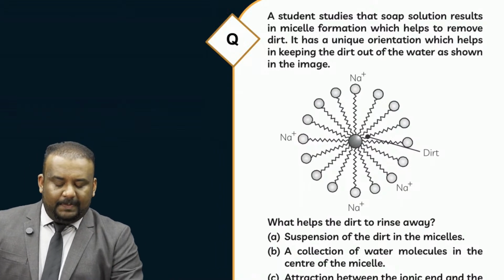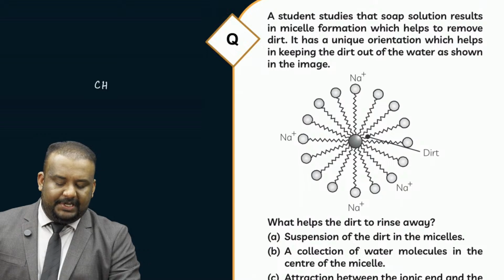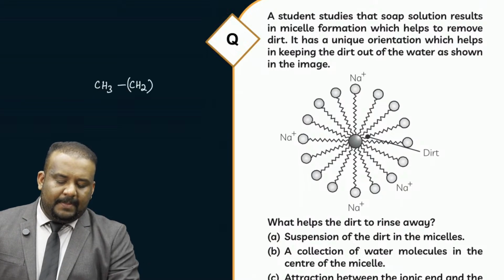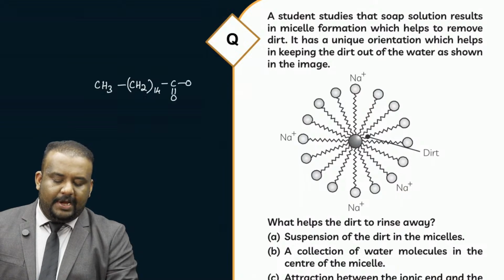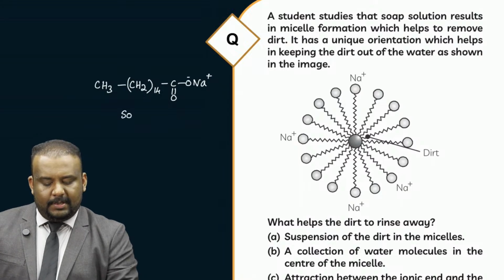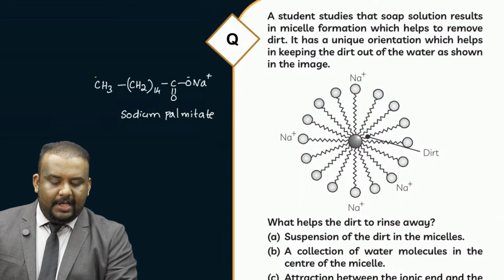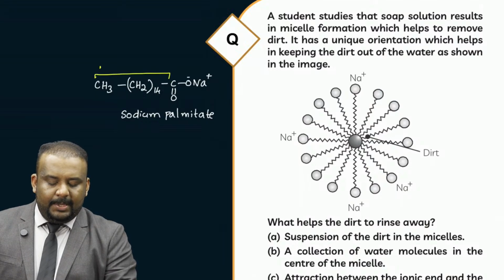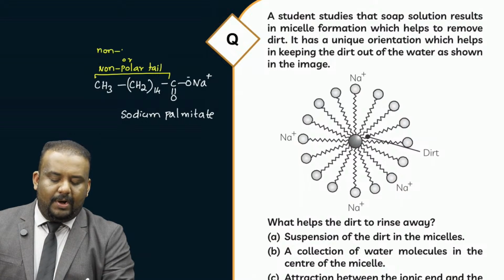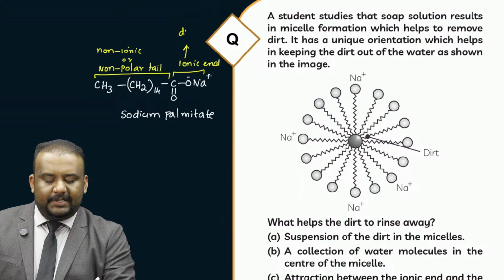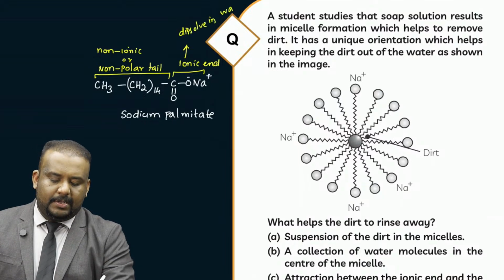You guys know that soaps are long chain sodium or potassium salts of long chain carboxylic acids. For example, if I write here CH3, CH2, 14 times, COONa, this is a real soap molecule. It's called sodium palmitate. In this soap molecule, you can see there is a long chain of hydrocarbon here. This is completely non-polar, or we also call it the non-ionic end of the soap, whereas this part is the ionic end of the soap. The ionic end of the soap can easily dissolve in water, whereas the non-ionic end cannot dissolve in water. Instead, it dissolves in oil or grease or dirt.